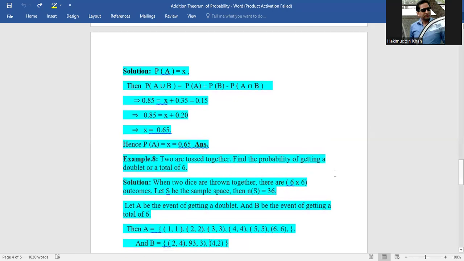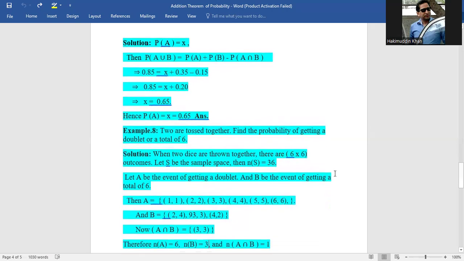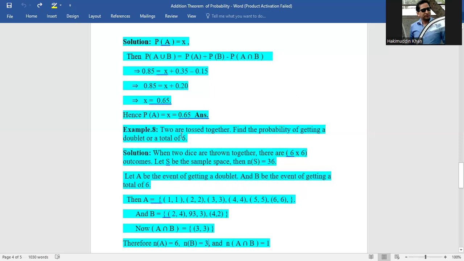Two coins are tossed together. Here the word coins is missing. Look here, two are two coins. Two coins are tossed together. Find the probability of getting a doublet or a total of 6.